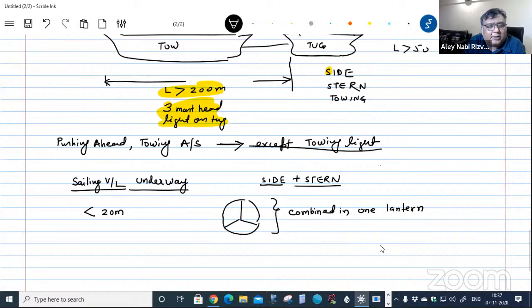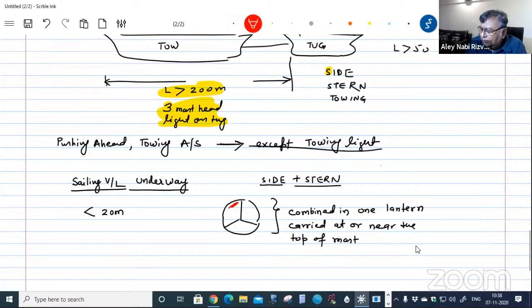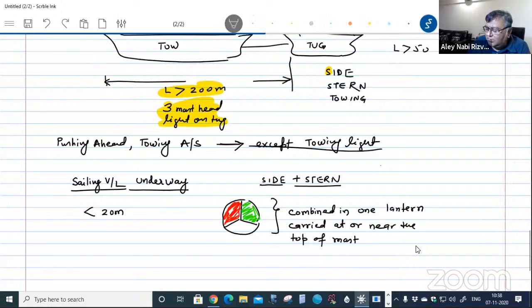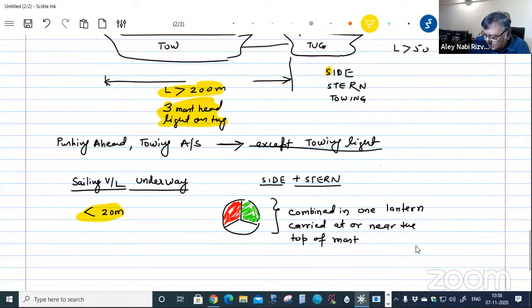All right, and carried at or near the top of mast. So we should be very clear that this is red, this is green, and this is white. All these lights can be combined and carried at or near the top of mast. By the way, this is applicable when the sailing vessel is less than 20 meters.